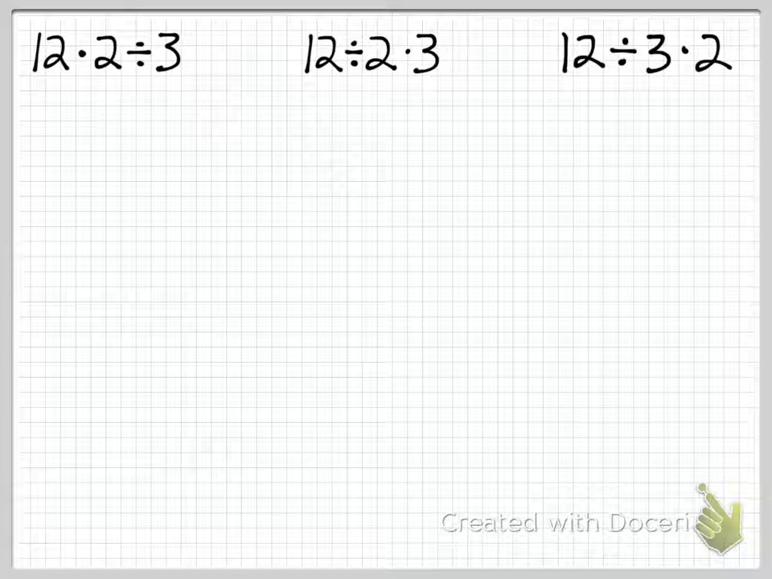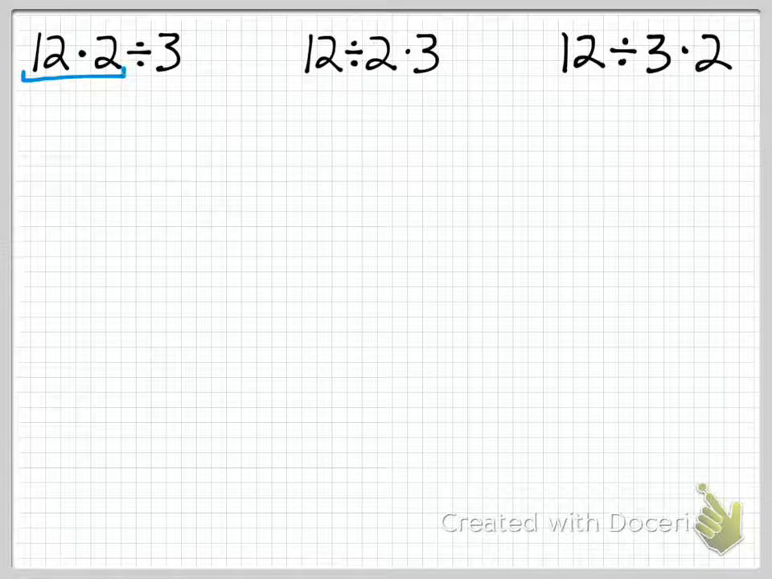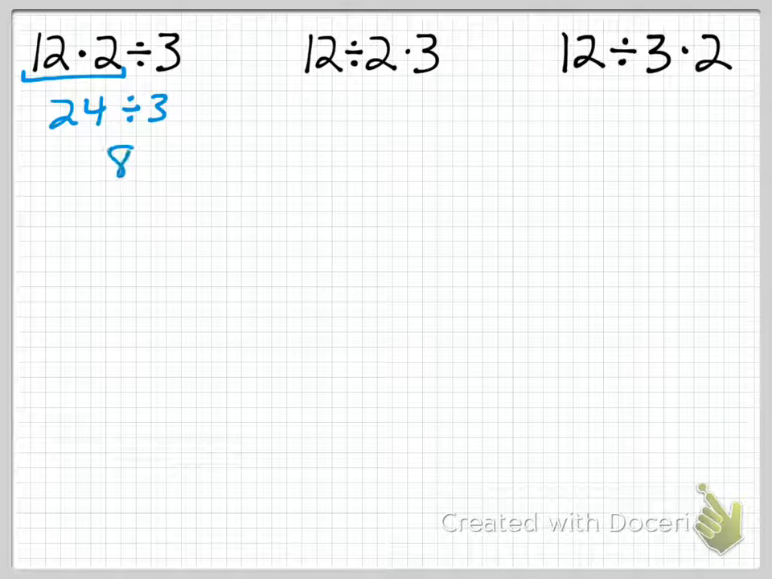12 times 2. Remember, PEMDAS says that multiplication and division we do left to right. 12 times 2 is 24. So I'm going to do that first, because I only have multiplication and division, no parentheses, no exponents, and then multiplication and then division. 24 divided by 3, we know that that's 8.